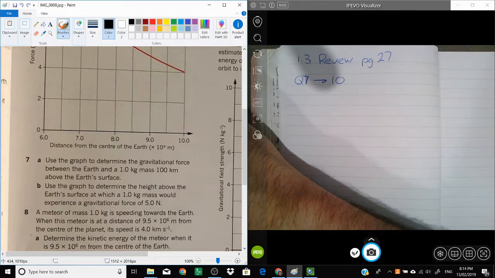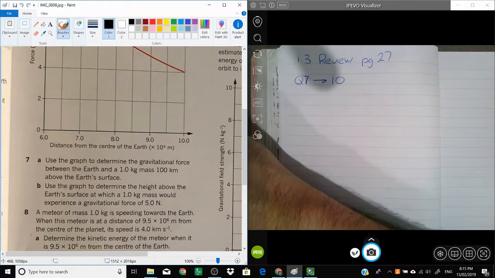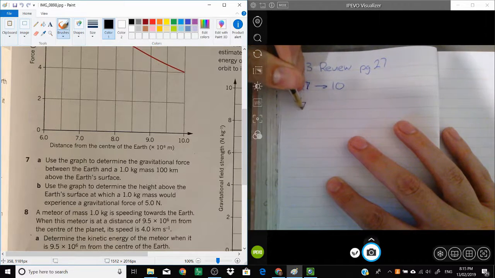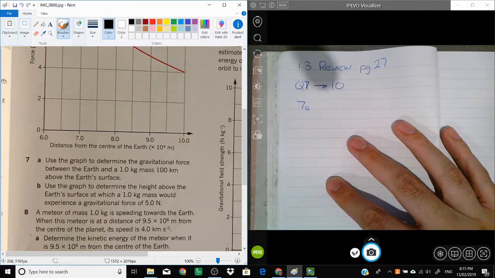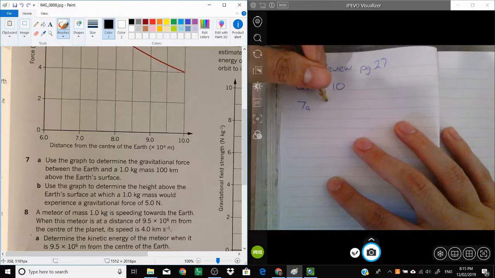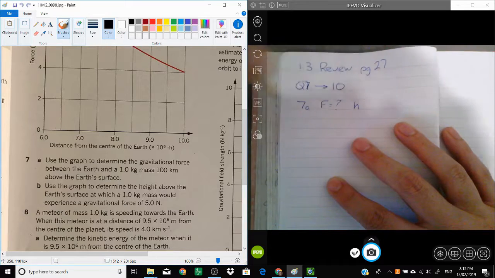Use the graph to determine the gravitational force between the Earth and a 1 kilogram mass, 100 kilometers above the Earth's surface. Focus on what's actually said there: 100 kilometers above the Earth's surface. That's not a radius from the center of the Earth. That is a height. The piece of information we want to find is the force. The force is unknown, and what we're actually given is not the radius, but the height.